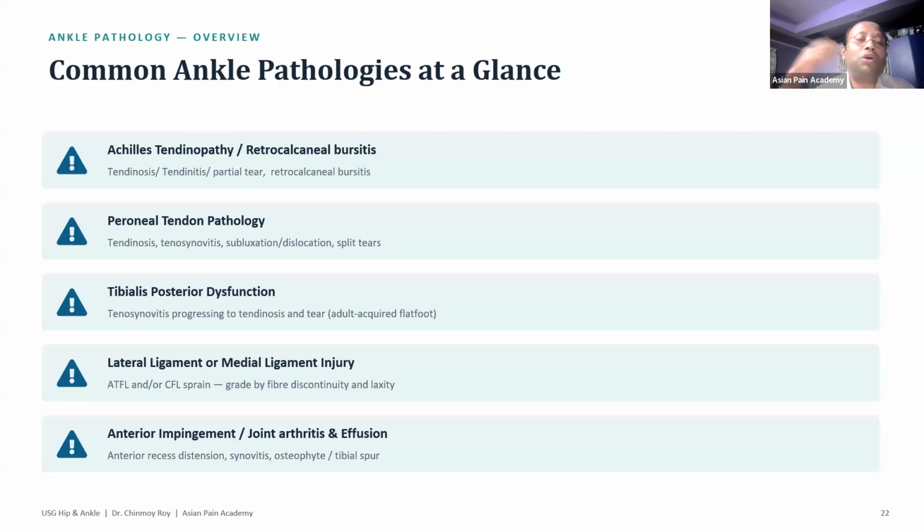Then anterior impingement or joint arthritis, meaning the tibio-talar joint. The main anterior side joint is the tibio-talar joint, which is the actual ankle joint. So in that joint the patient can have arthritis, or anterior impingement also can occur. So these are the common pathologies which we see at the ankle level.